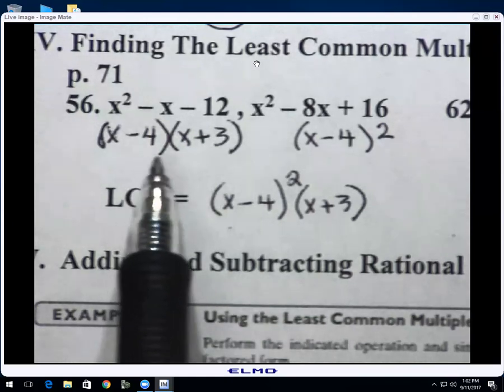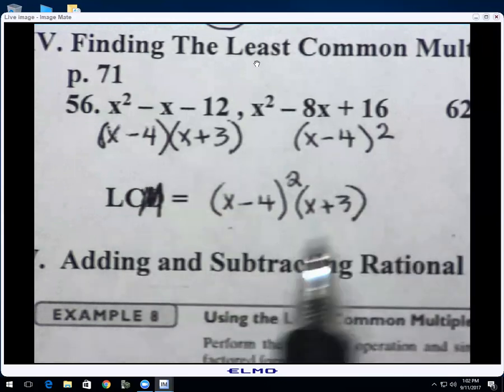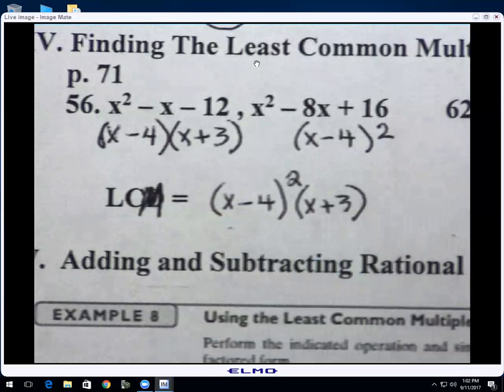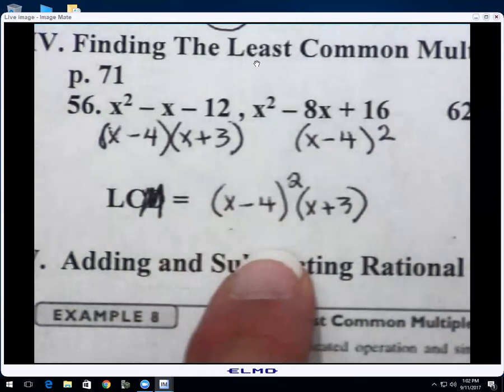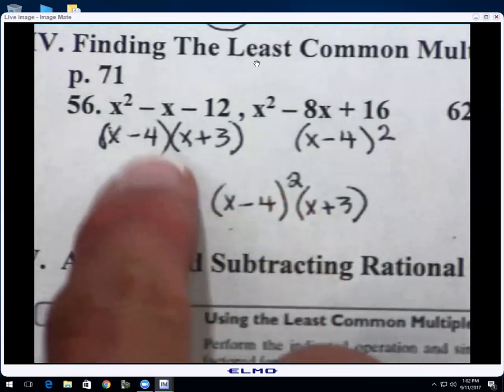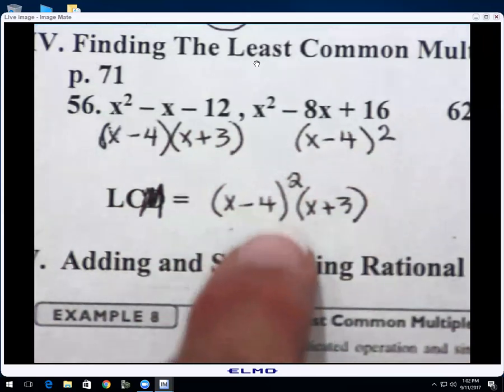It would need another x - 4. What would I have to multiply this by to make it become this? It would need the x + 3. So when you write down the LCD, you can look at it and see what you would have to multiply times each of those expressions to make it become that.